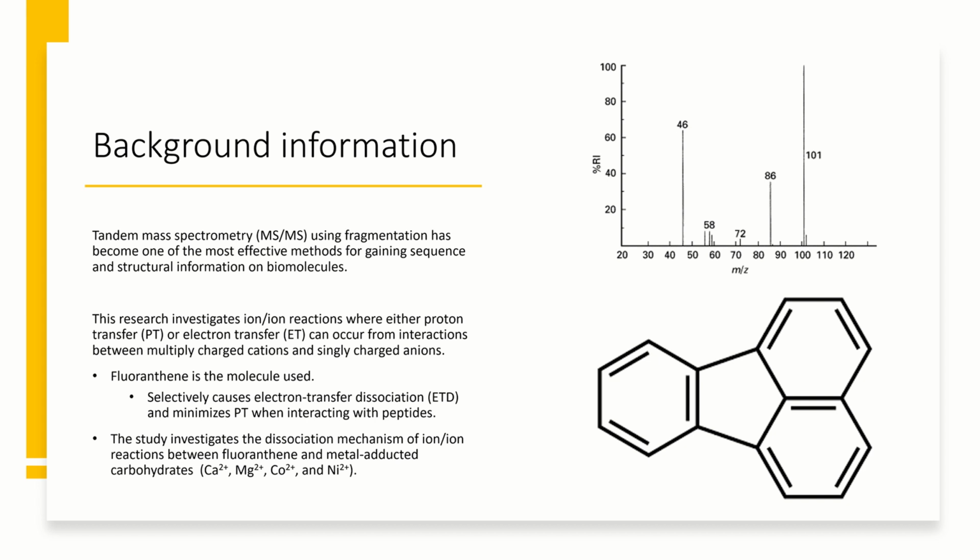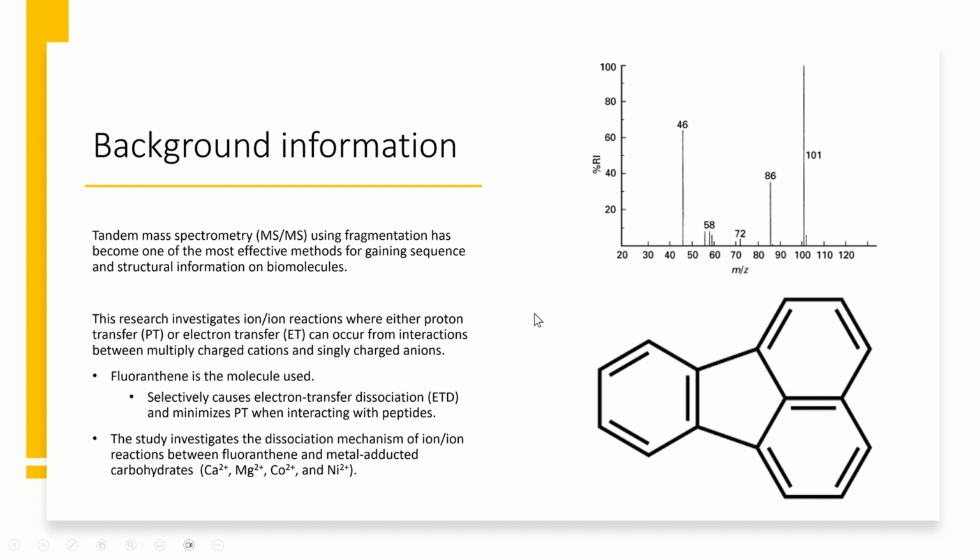This research investigates ion-ion reactions where either proton transfer or electron transfer can occur from interactions between multiply charged cations and singly charged anions. We'll get more into that later, but as you can see off to the right, you have a little example here, where this is the mass determinant, the biggest fragment, which is the M plus peak, and such like that.